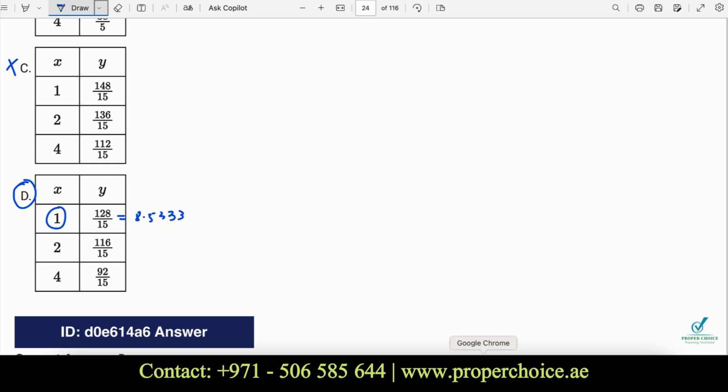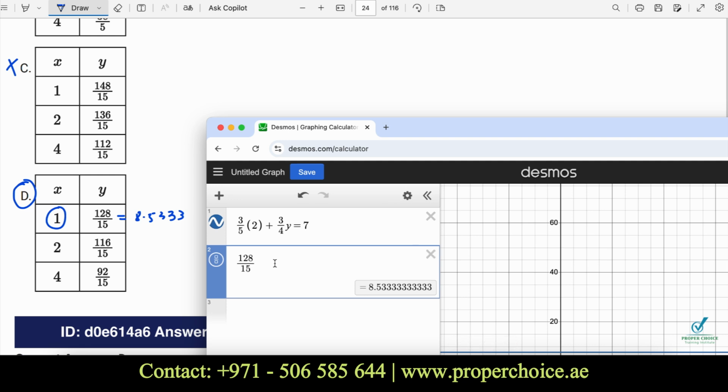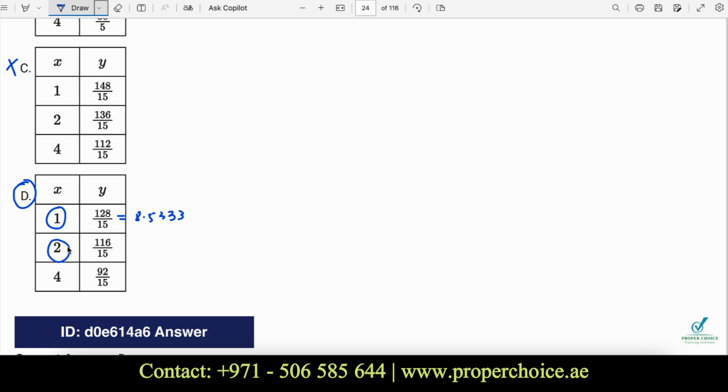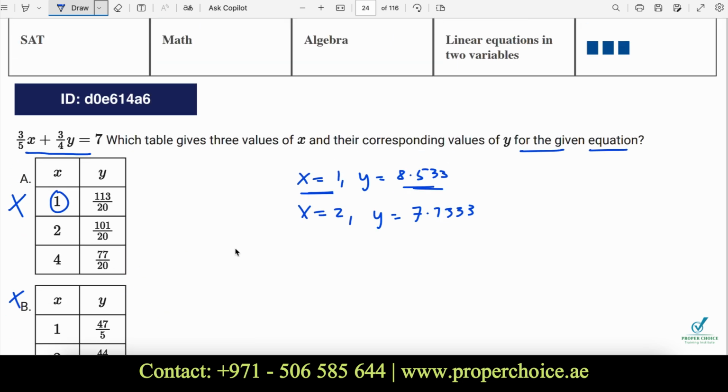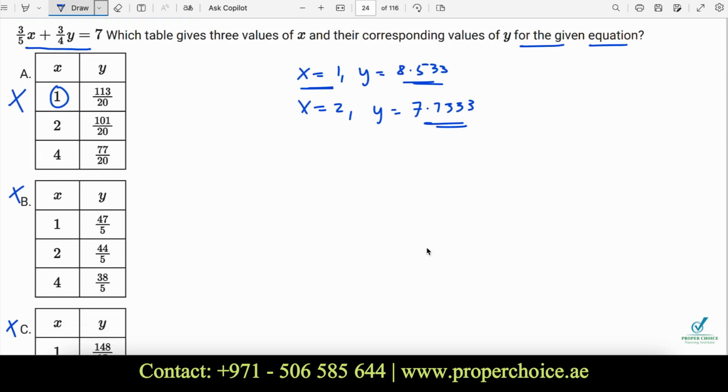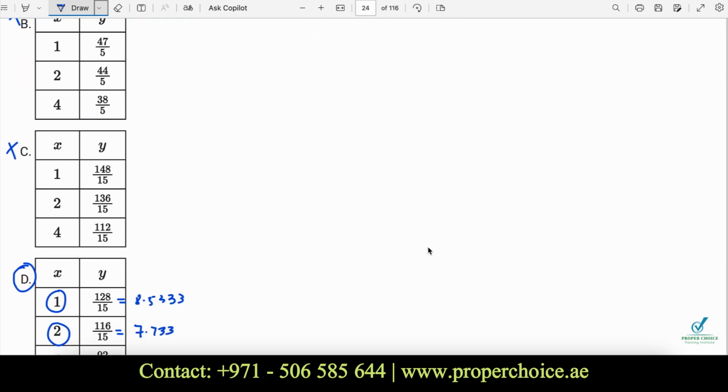If you want to clarify the second value, no need actually, but I'm just going into more detail. But in the exam, don't do that. As long as you found one value correct, just select it and move to the next. But we just want to reclarify 116 by 15, what you will be getting, 7.733. This is the value of y when x is 2, 7.733, and that's what we also got from the equation. So it makes sense with option D as the right answer for this.